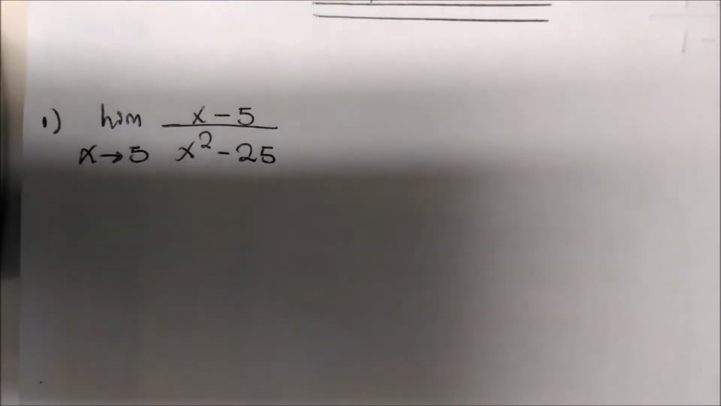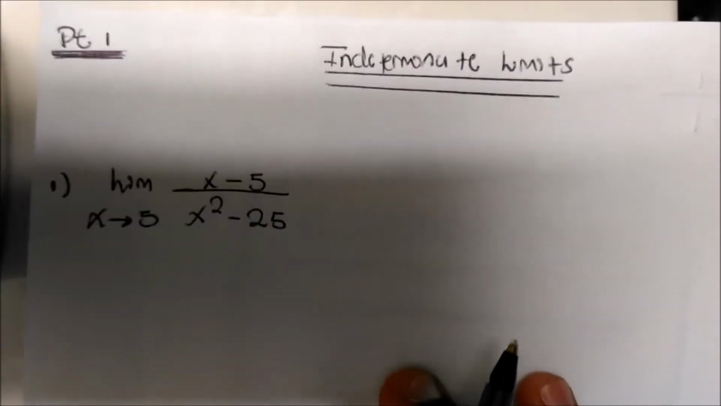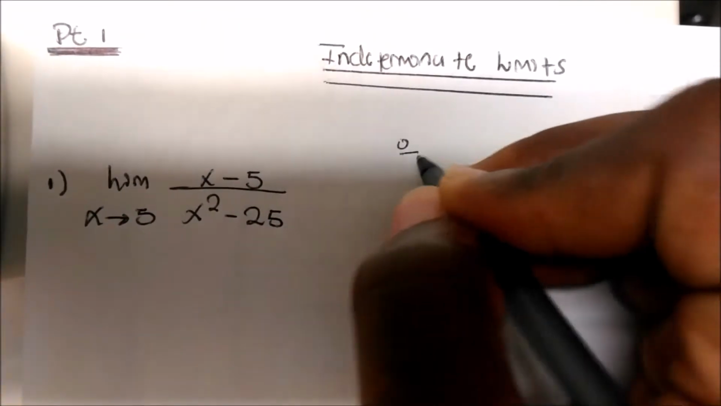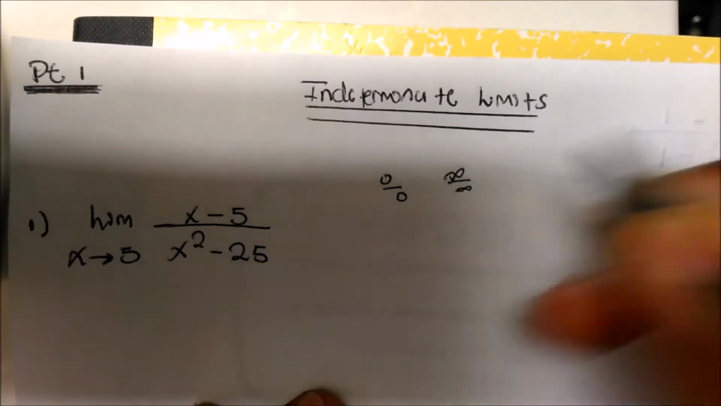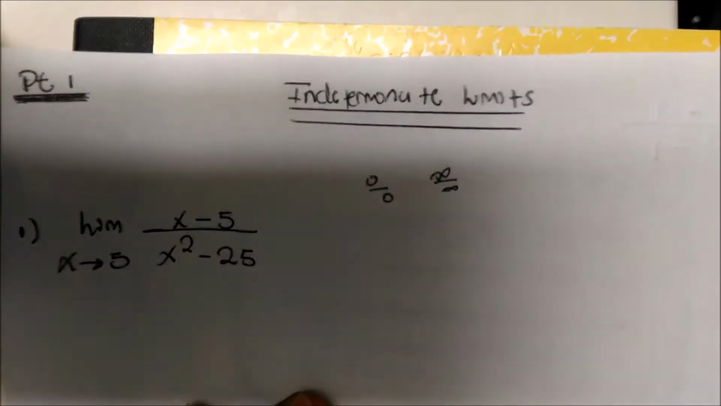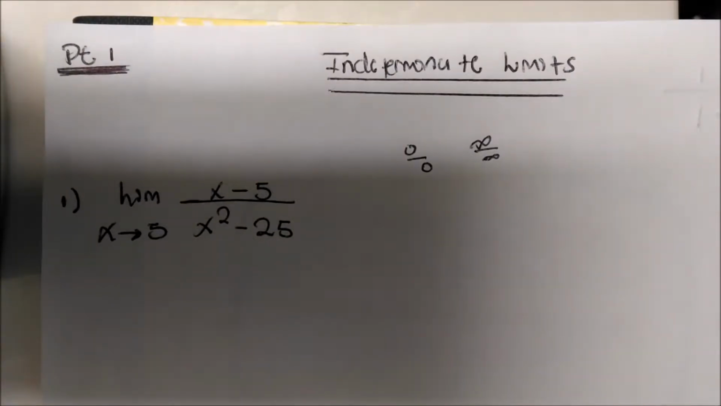Indeterminate. We're going to talk about what it means. Anytime you see 0 over 0 or infinity over infinity, we call that indeterminate. Basically, we have to take another step in finding the limit.